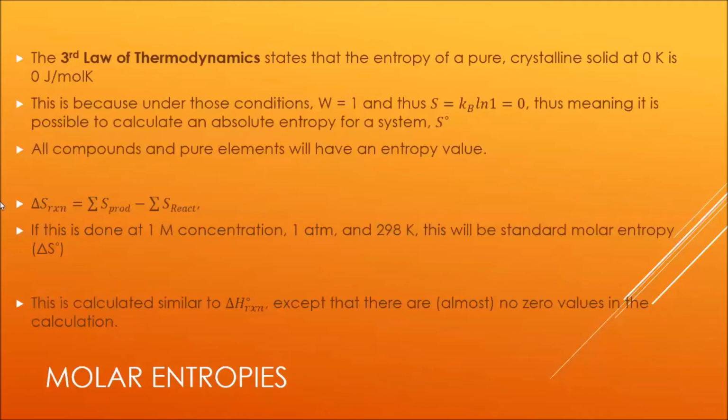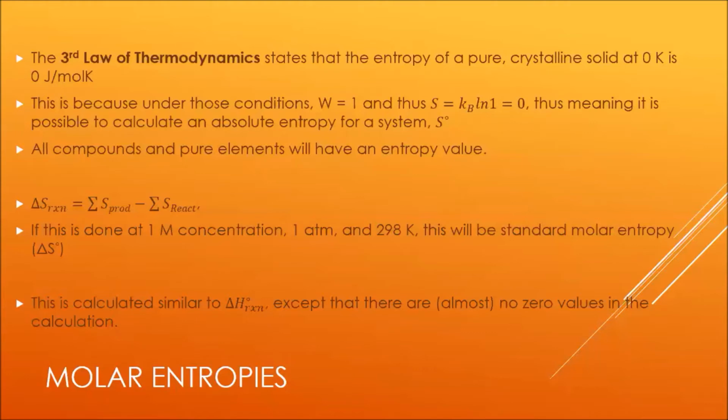Now, when this is done at 1 molar concentrations, at 1 atmosphere gas pressure, and at 298 Kelvin, we say this is standard molar entropy, and we give it the S naught, S circle, S whatever, like a degree sign. This is telling us that it's done under standard state conditions, so I can compare this to any other scientist all around the world. Done under similar conditions, we can compare our values and know we measured it the same way.